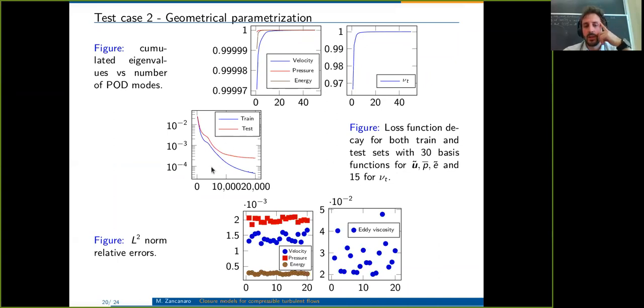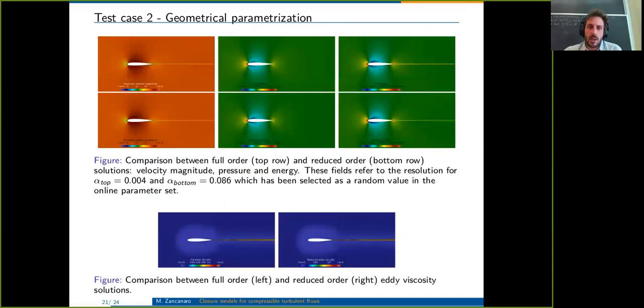Here again we have the loss functions, and at the bottom part of the slide you may notice the errors. Again they are pretty low. They are changing more than in the previous case, and it is due to the fact that when you change the geometry of the problem, the problem is varying much more than in the case of a physical parameterization. Here I just want to show you two different solutions.